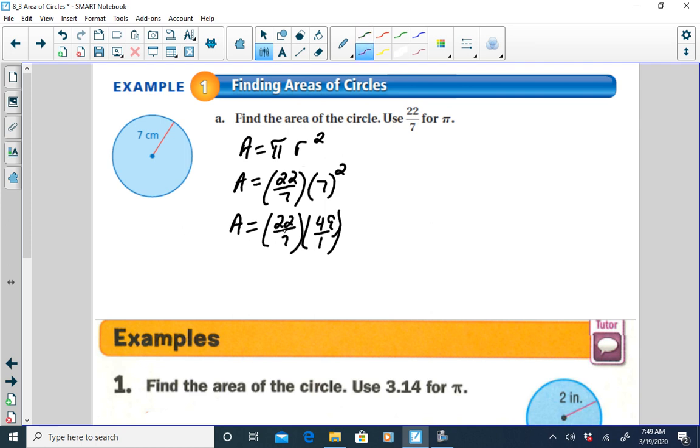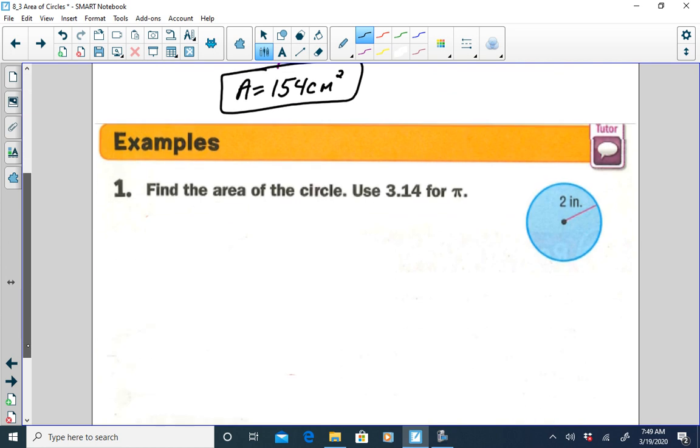We divide out where we can. 7 and 49 we can divide out by 7. So 7 divided by 7 is 1, and 49 divided by 7 is 7. Now to find the area, we simply multiply numerator times numerator, denominator times denominator, and the area is going to be 22 times 7, which is 154 square centimeters. All right, so that's our first example.